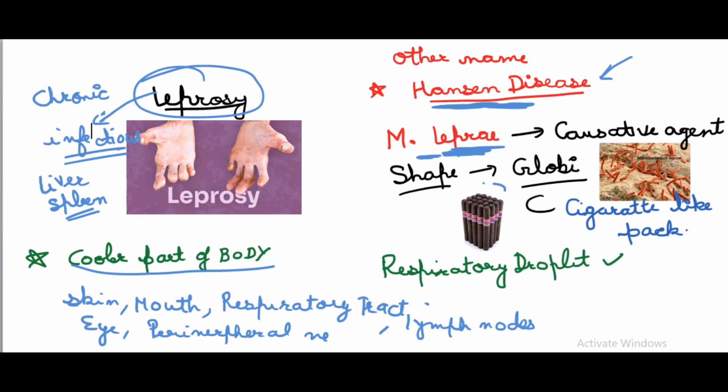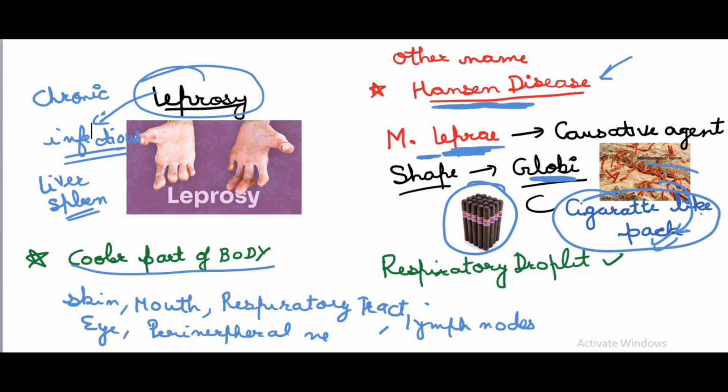So, it appears like compacted rounded masses that are known as globi, or they appear like cigarettes in a pack. So they give the appearance like cigarettes in a pack.